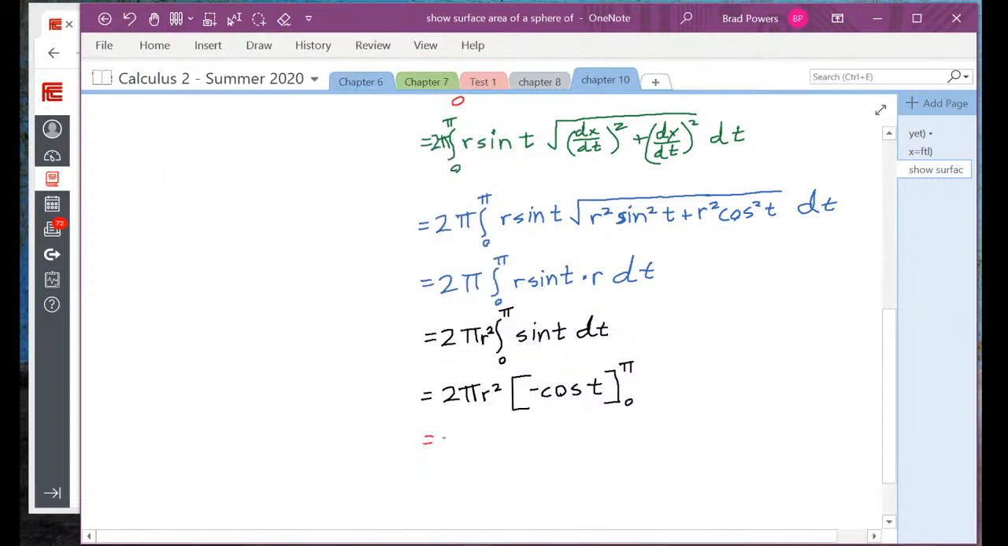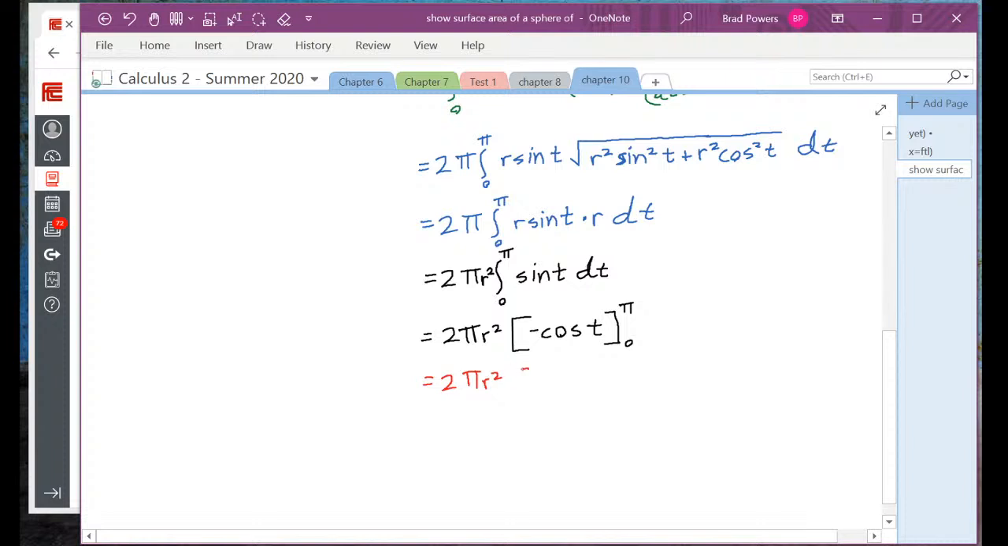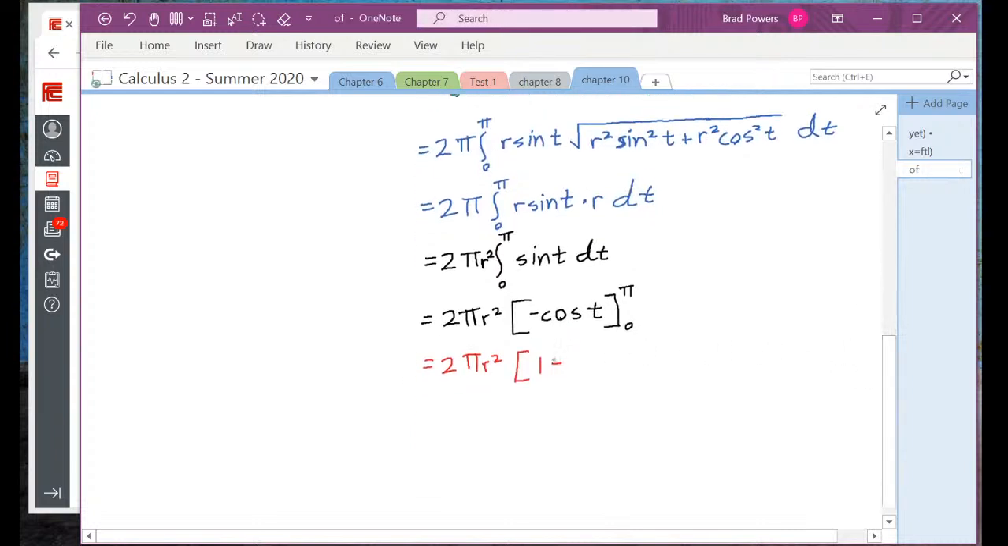Let's make sure this is working. 2 pi r squared. Okay, plug in pi. Cosine of pi. What is that again? Negative 1. So first I have negative of negative 1. 1 minus, plug in a 0. What's cosine of 0? And if you don't know, I'm just looking at this. Cosine of 0 is 1. So minus negative cosine of 0 minus negative 1. That's 2. So 2 times 2 pi r squared is 4 pi r squared.